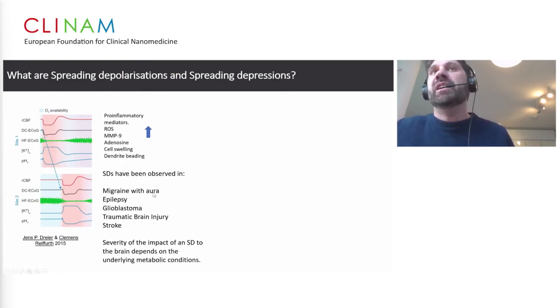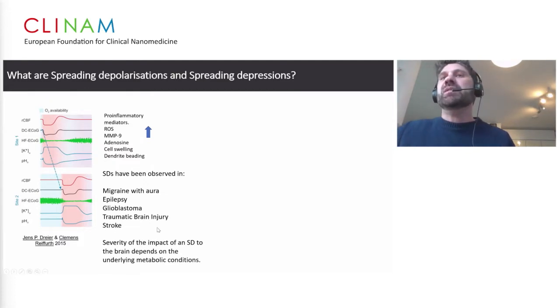They're thought to underlie the aura associated with migraine. We now know that they're intrinsically involved with epilepsy, but they're also found in other diseases like glioblastoma, traumatic brain injury, and probably most importantly, stroke.